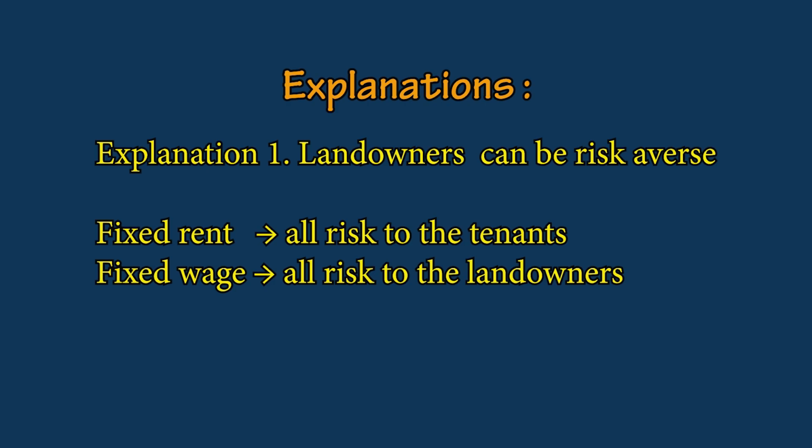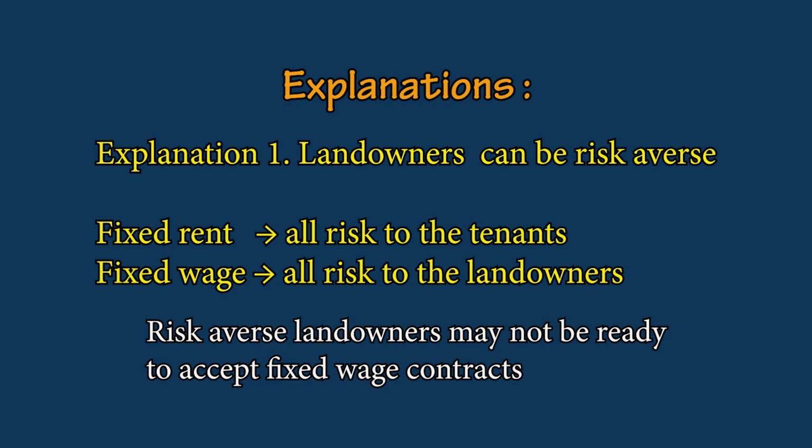So, if the landowner is risk averse, then a fixed wage contract will transfer all the risk to the landowner. So if this is the case, then why should a risk-averse landowner accept a contract which transfers the entire amount of risk to herself? Therefore, from the point of view of risk aversion, it can be said that risk-averse landowners may not be ready to accept a fixed wage contract. Therefore, the fixed wage contract may be considered inferior when compared to sharecropping.